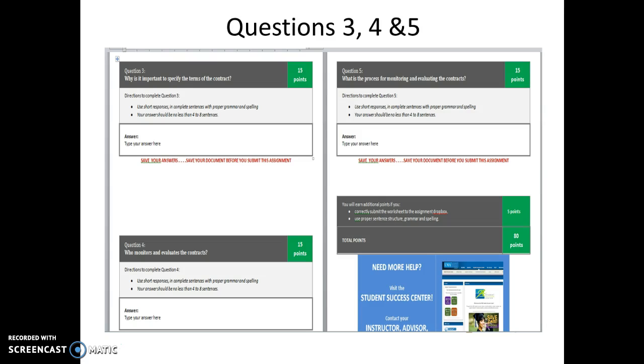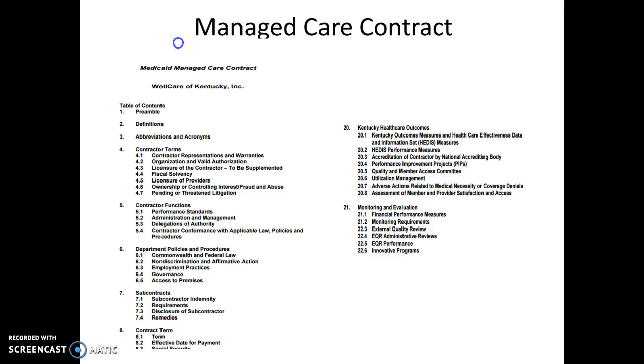Please keep in mind that the Well Care of Kentucky Managed Care contract is a very big contract. So I don't want you to read the whole contract unless you have time to skim over it. I would like to pinpoint specific areas from the table of contents that you will need to review in order to answer your questions.